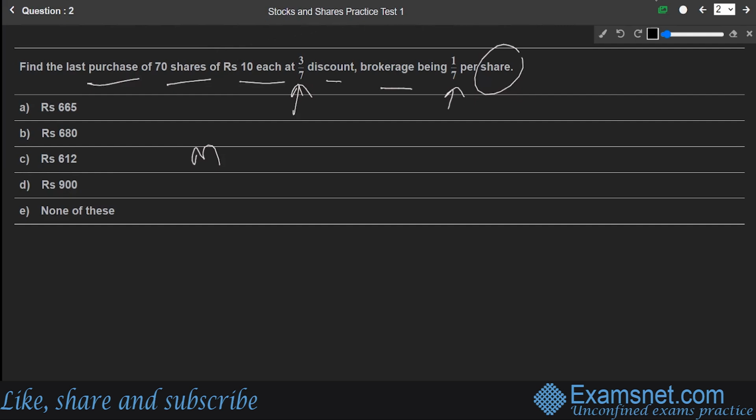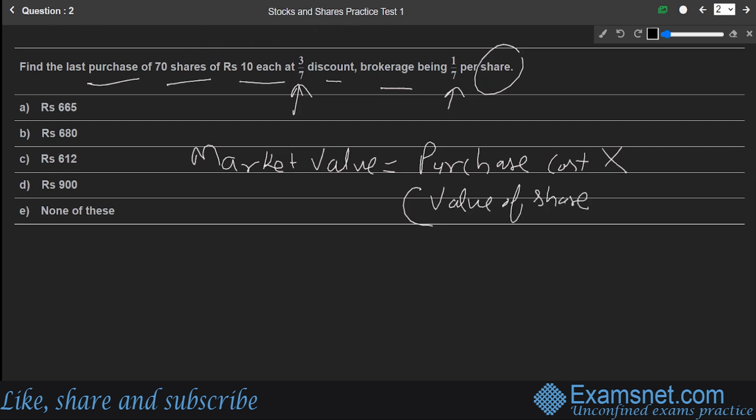So the price of each share is rupees 10. So let us know the formula. We need to know the market value. Market value is nothing but the purchase number multiplied by the value of each share, minus the discount. How much is the discount being offered on each share, plus the brokerage? How much is the brokerage being charged for each particular share? So let us put the values.